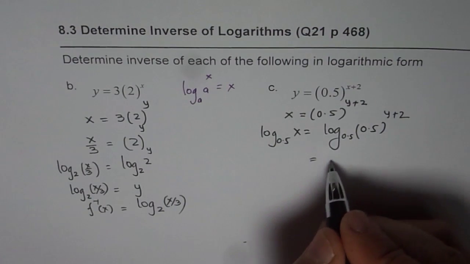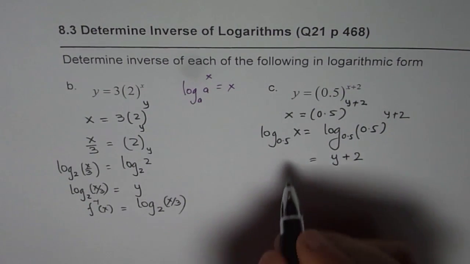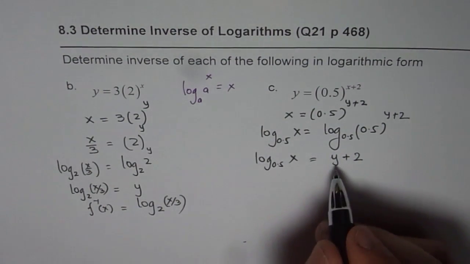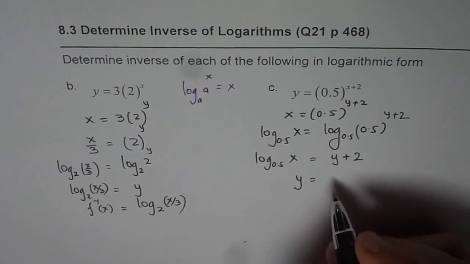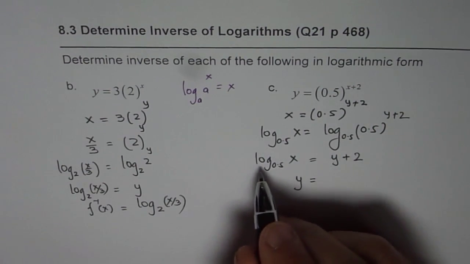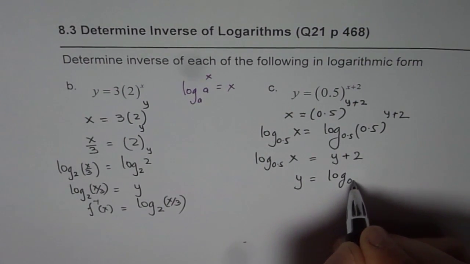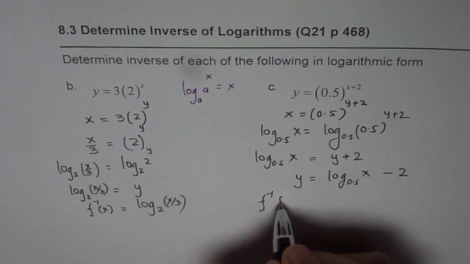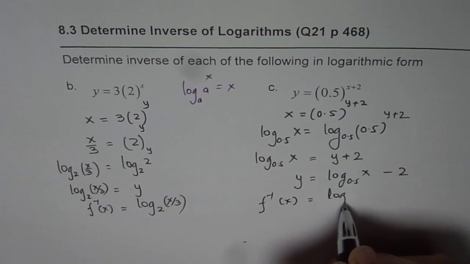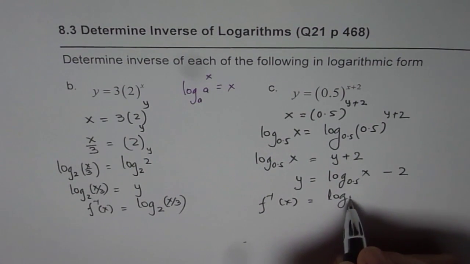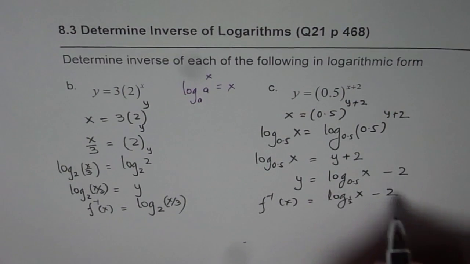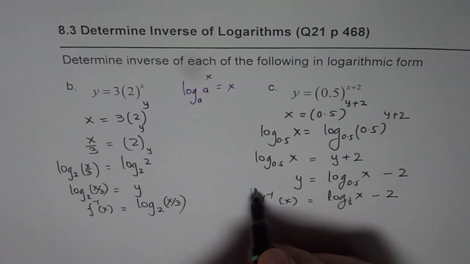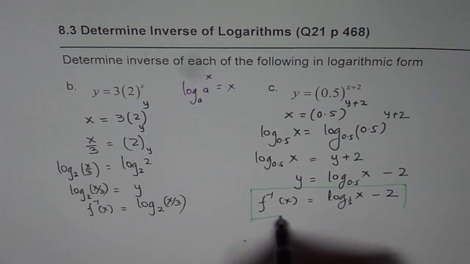So the right side now is just y plus 2, and the left side is log to the base 0.5 of x. From here we can find y: we bring 2 to this side, so we have log to the base 0.5 of x minus 2, or f inverse of x equals log to the base half, or 0.5, whatever, of x minus 2. Do you get this idea? So that is how you should be finding the inverse for an exponential function.